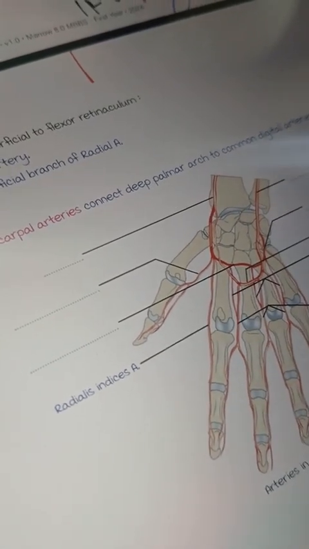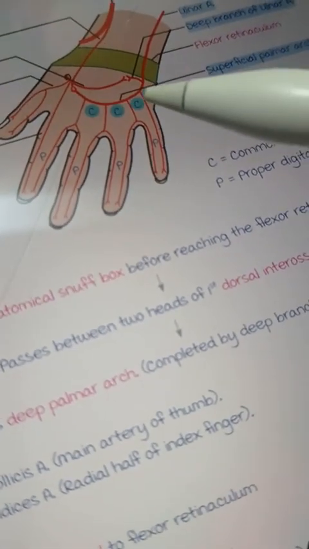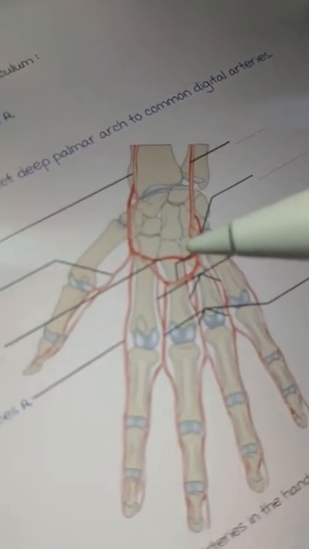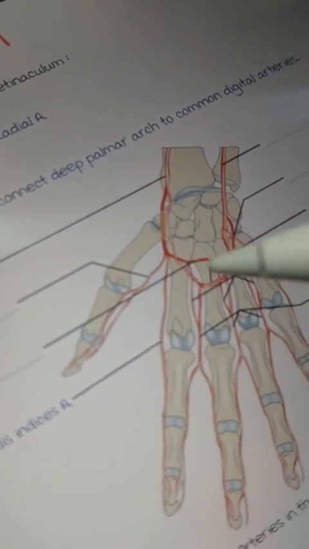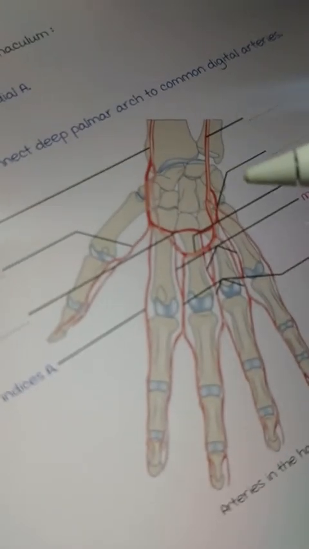And metacarpal arteries connect the deep palmar arch to the common digital arteries. So you can see this is the deep palmar arch, and this is the common digital arteries, and the metacarpal arteries are the arteries which connect the two. So you can see in this diagram, what is this? Identify. What is this? That's the deep palmar arch. That's the superficial palmar arch.